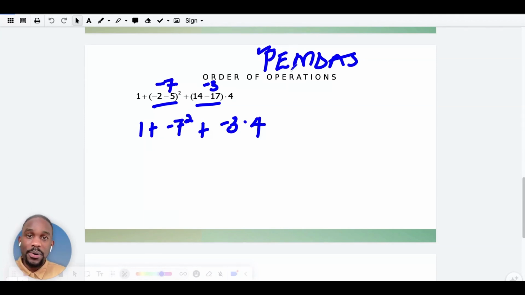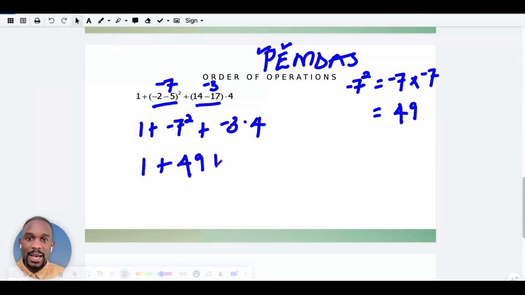Going to the next operation, it's asking you, do you have any exponents in your expression? And yes, we do. 2 is an exponent, and negative 7, we call it a base. So exponent 2 simply means negative 7 times negative 7. Remember guys, a negative times a negative gives you a positive. So this gives you positive 49. So I'll rewrite my expression as 1 plus 49 plus negative 3 times 4. So we've dealt with our exponent.